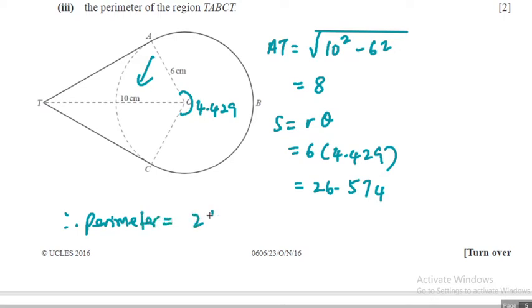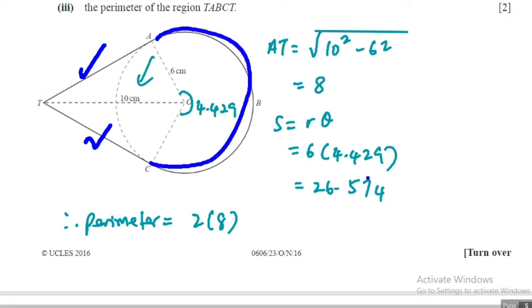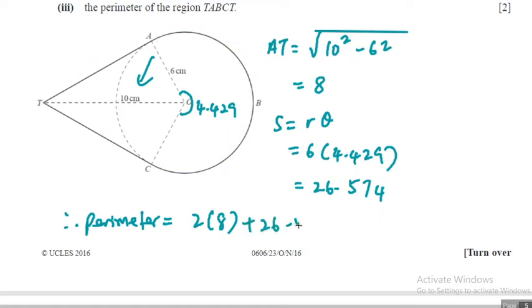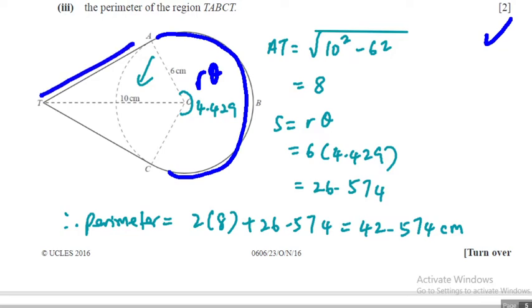Therefore, you write here perimeter equals to 2 of 8, because you have 2, right? This one, plus the arc here, 26.574. So 2 times 8 is 16, plus 26.574. You should get 42.574 centimeters. That's why it's just 2 marks, because everything can be found easily. We find the arc, which is r theta, and we find this by using the Pythagoras theorem. Done.